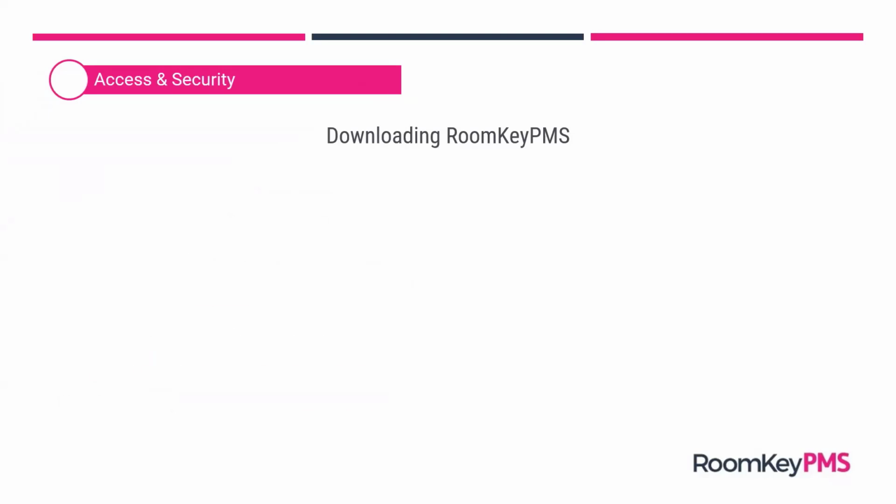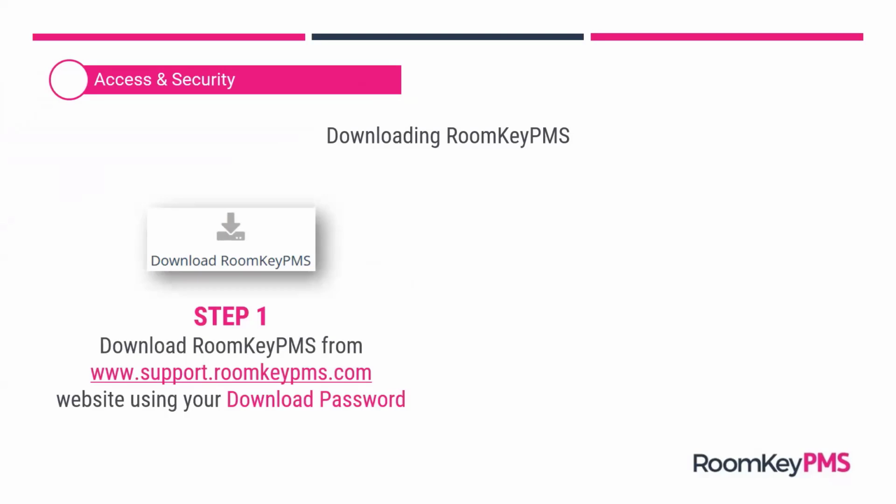But when you go to our support site, step number one is to access www.support.roomkeypms.com. Directly from our website, you'll see this download icon. It says Download RoomKey PMS, and you're going to need your download password in order to access this information. So if you're a brand new owner and you don't know what your download password is, again, contact our inside sales via email so we can help make sure you've got these initial pieces of information so you can download RoomKey.